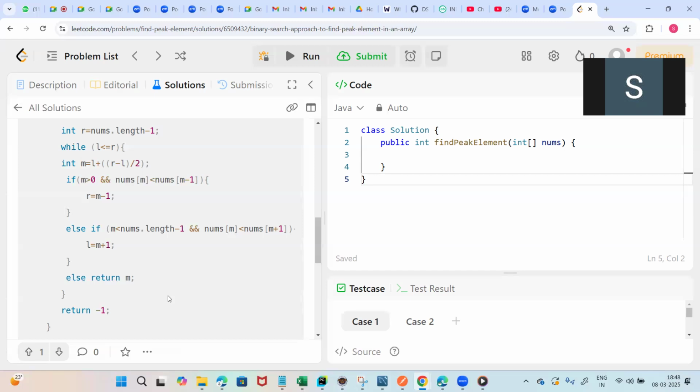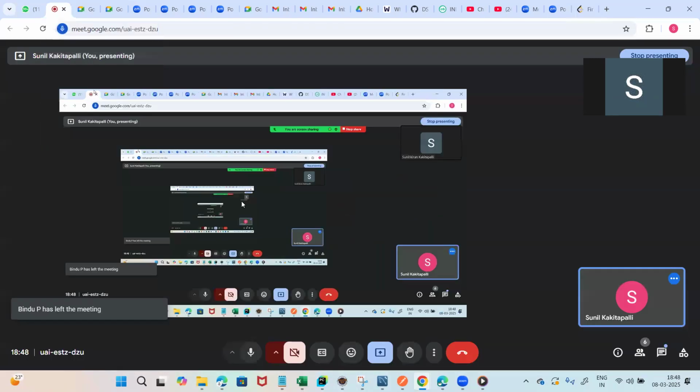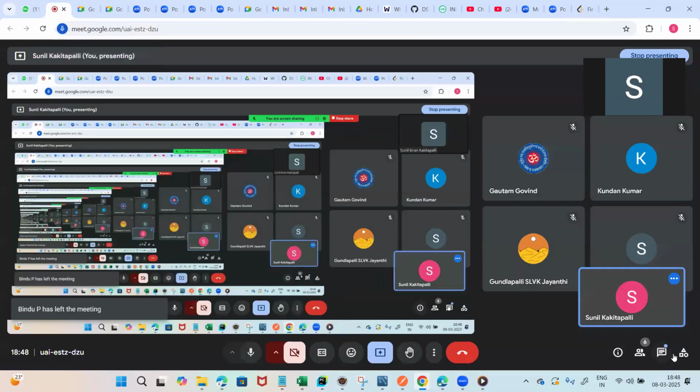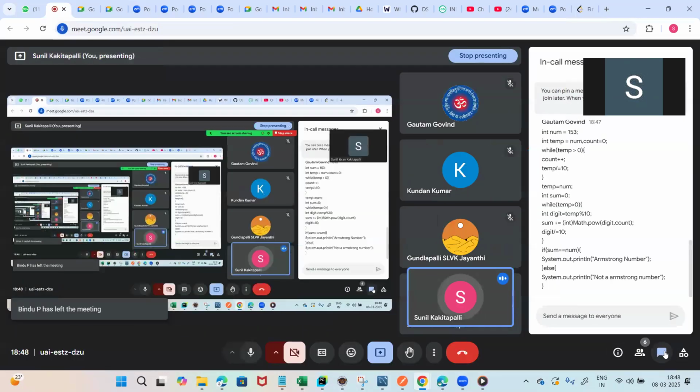Yeah, 1 minute, 1 minute. Bindu is struggling a lot today, I think. Gautam, okay, very good. You have calculated the number of digits, sir. Each number you are making count, that also very good. Digit by 10, clear.